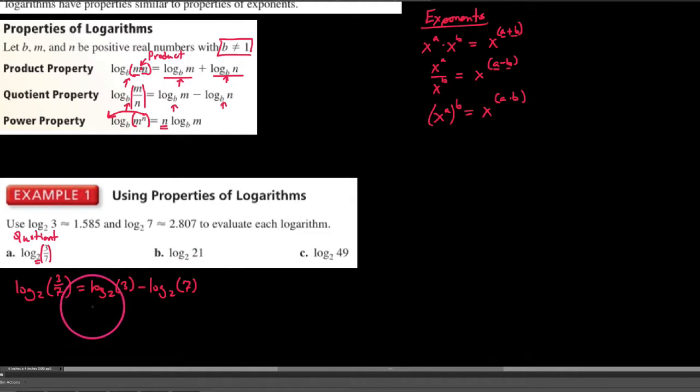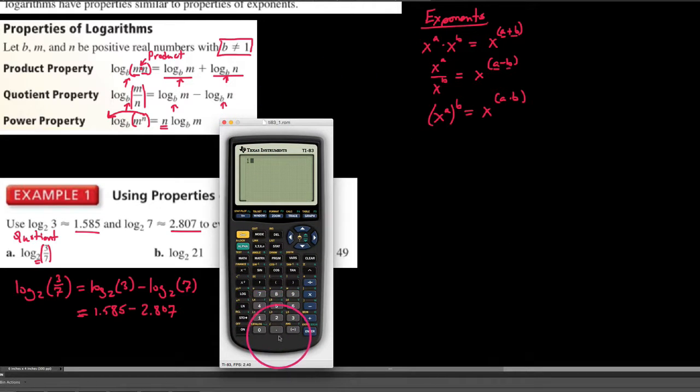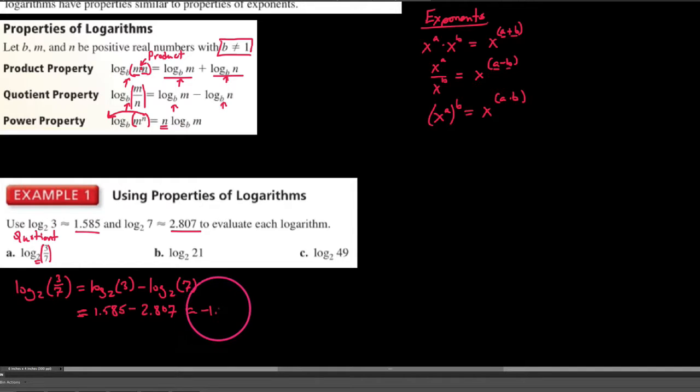So because we are able to rewrite this expression as a difference of two logs, then we could say that really what this would be approximately equal to is log base 2 of 3, which is given as being about 1.585, minus log base 2 of 7, which is given as about 2.807. So just getting our calculator here, we have 1.585 minus 2.807. We could then say that this gives us approximately negative 1.222.